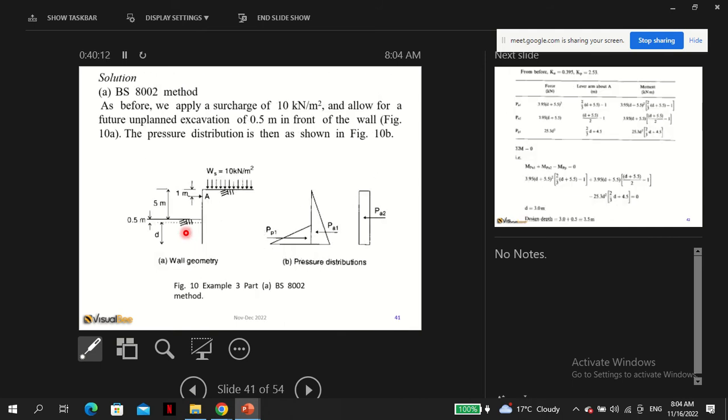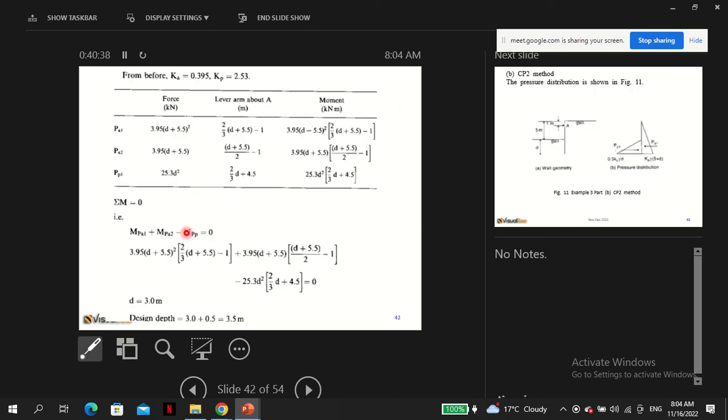So the BS8002 method, as before, we apply a surcharge of 10 kilonewton per meter squared and allow for future unplanned excavation of 0.5 in front of the wall, as shown in figure 10a. The pressure distribution is then shown. Here we use the simplified version, and the forces are still the same as what we have done before.